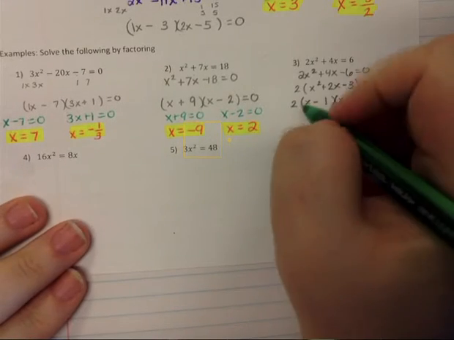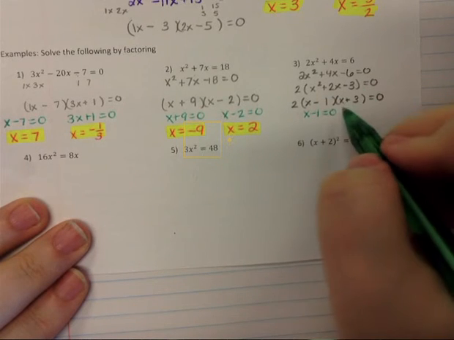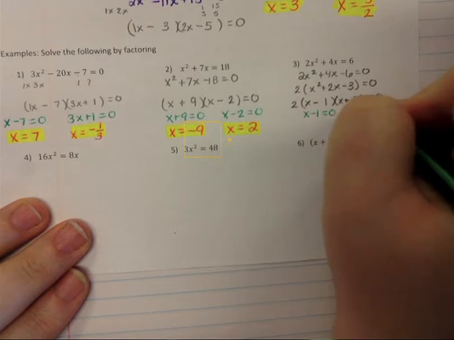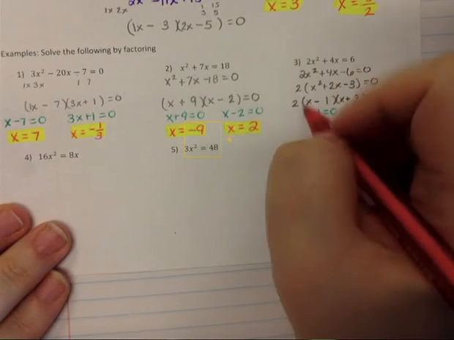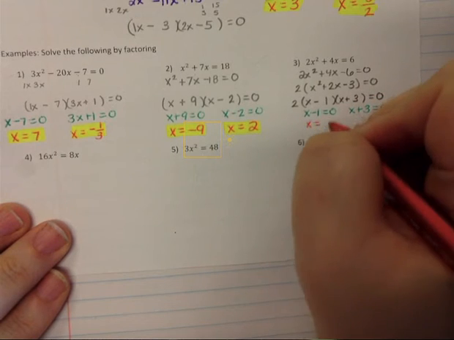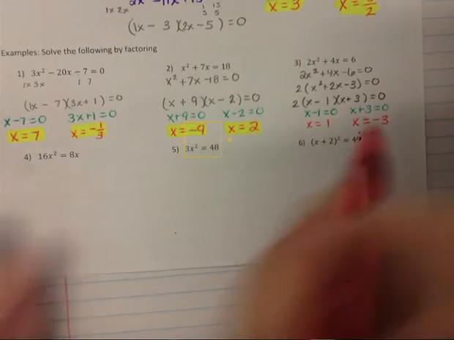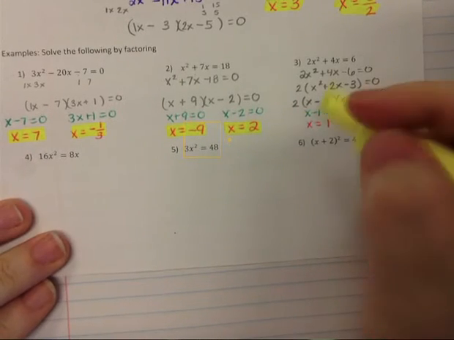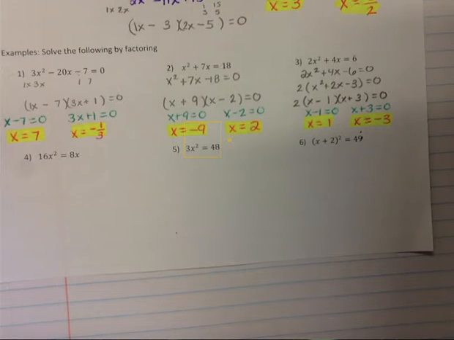So we have x minus 1 is equal to 0. And then this expression has an x with it, so it's x plus 3 equals 0. When we solve, we have x equals a positive 1 and x equals a negative 3. Those would be our 2 x-intercepts, so those are our solutions.